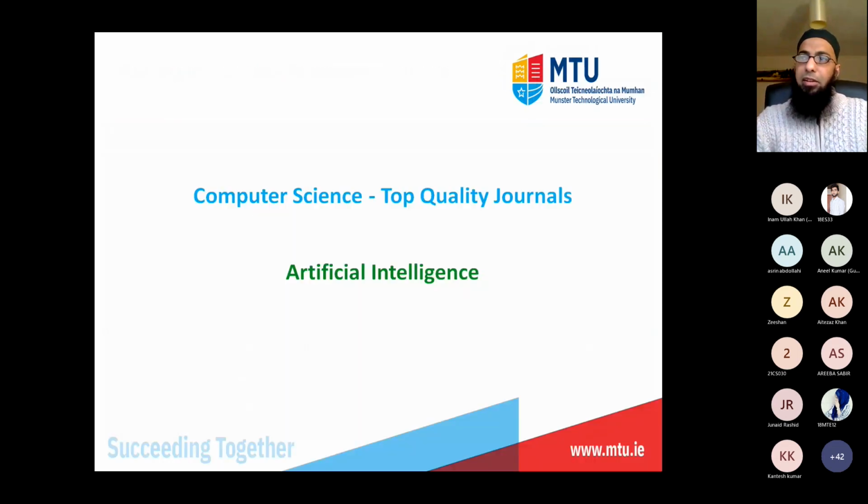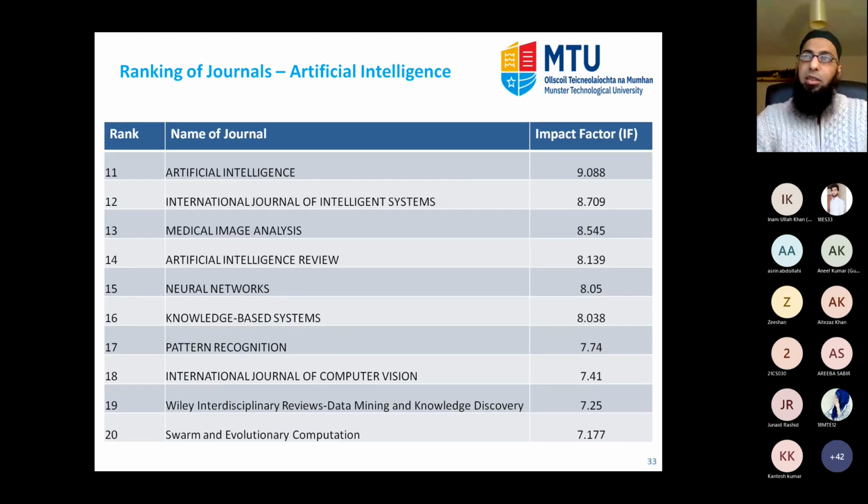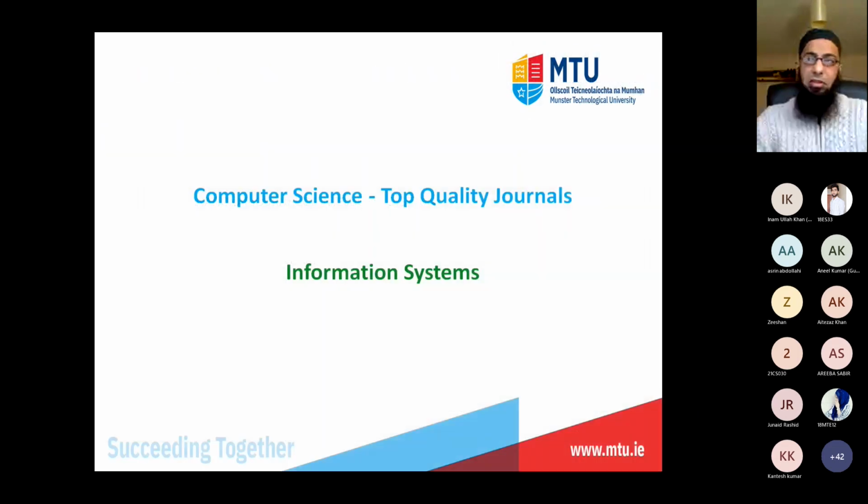Now, when we look at artificial intelligence, the top ranked journal is IEEE Transactions on Pattern Analysis and Machine Intelligence. Then we have Nature Machine Intelligence. Then we have Information Fusion by Elsevier. And you can see there are plenty of journals by IEEE in the top 20 ranked journals of artificial intelligence.